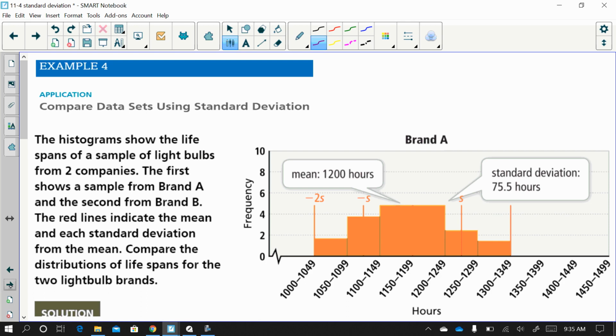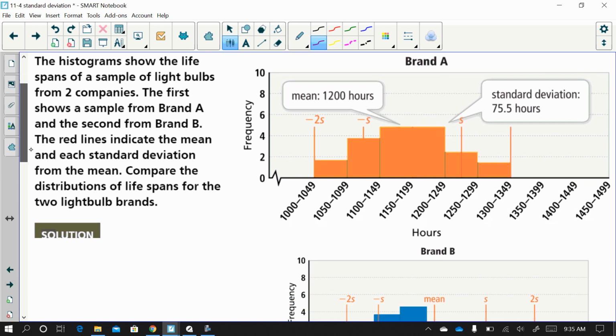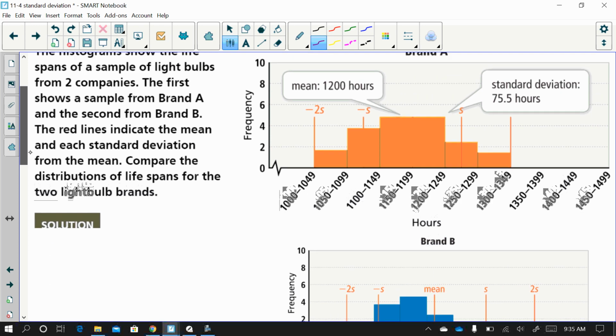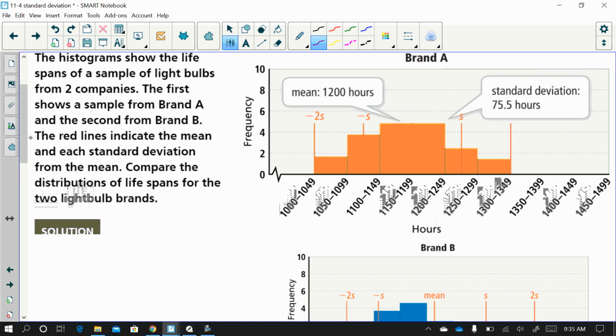All right, now we're going to compare data sets using the standard deviation. The histograms show the lifespans of a sample of light bulbs from two companies. The first shows a sample from brand A, the second from brand B. The red lines indicate the mean and each standard deviation from the mean. Compare the distributions of lifespans for the two light bulb brands.